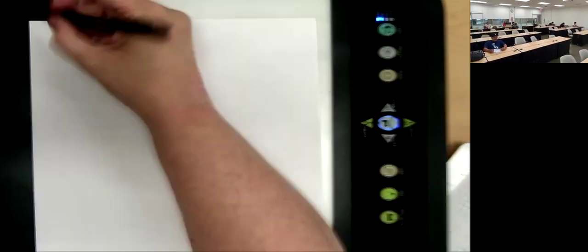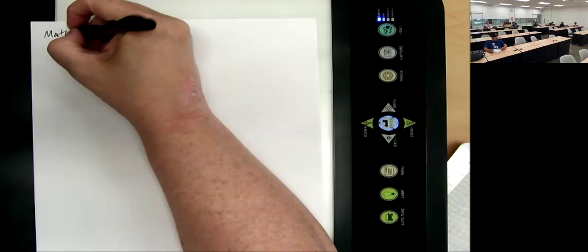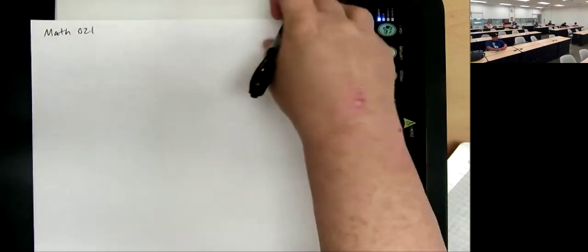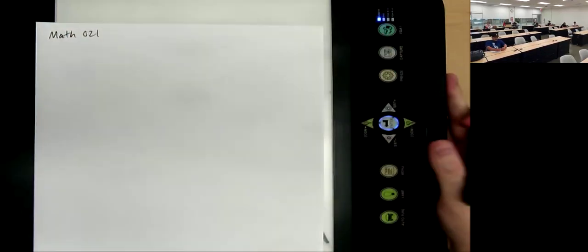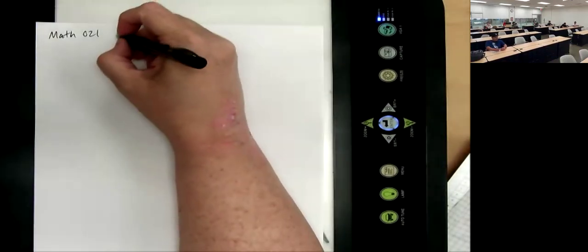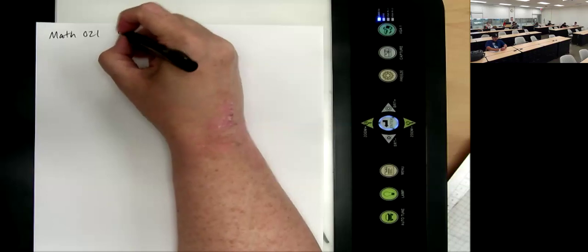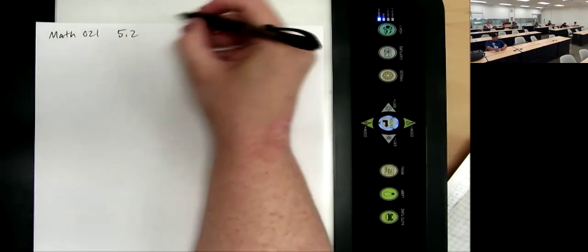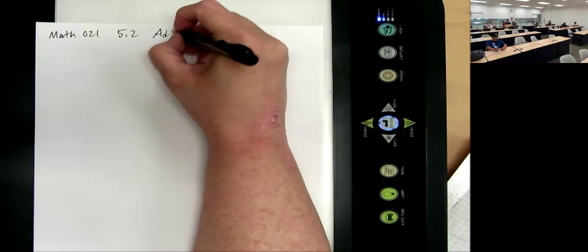All right, welcome back, everybody. We're continuing our chapter on probability. We're going to do 5.2, 5.3 today, and as much of 5.4 as I can get done. So 5.2 is on the addition rule and complements.